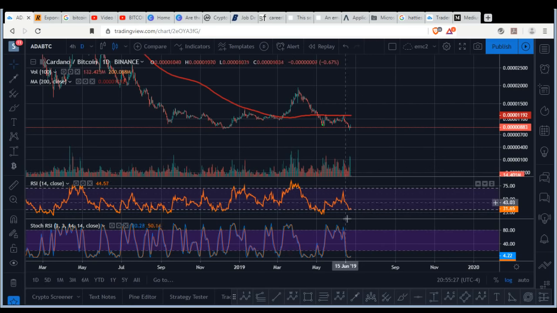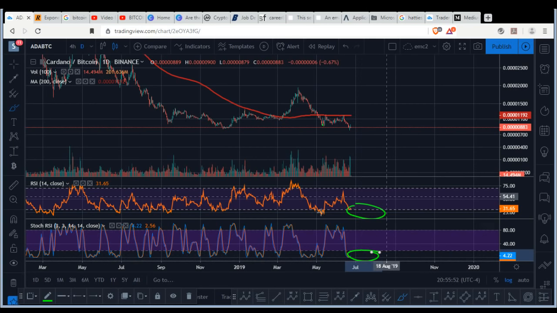One of them has to get out of this area at some point, especially the Stochastic RSI, and then it is going to give you some bullishness. The RSI could stay around this area for the next, who knows. But at least it is pretty safe right now to be accumulating ADA versus BTC. If you don't care about the dollar value, you only care about the BTC value, it is looking great for some accumulation.